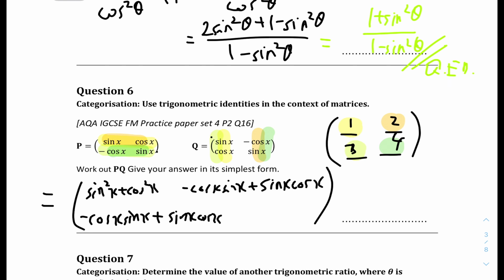Sorry, it's a bit messy. And then the fourth value will be minus cos x times minus cos x plus sine x times sine x. Which will be sine squared x plus cos squared x. And simplifying it will get us this: 1, 0, 0, 1. Because this is the Pythagoras identity, which is 1. And these two cancel out, and this is the same as 1.